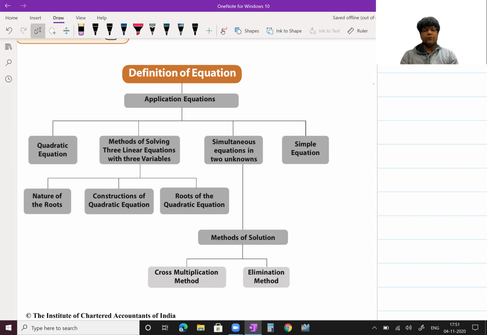Simultaneous equation in two variables. Two equations will be given. That means x and y both will have to be calculated. Solving three linear equations with three variables, x, y, z will be there. Quadratic equation, nature of roots, construction of quadratic equation, roots of quadratic equation, and for the simultaneous equations, two methods, cross multiplication method and elimination method.